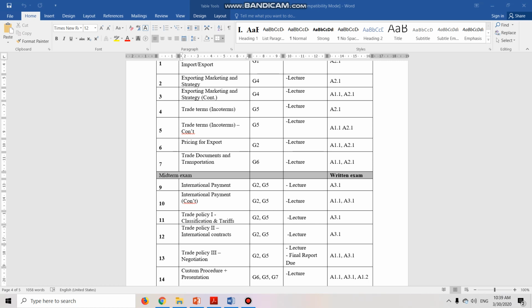Everyone. So this week we are supposed to study pricing for export. However, to have you step closer to the reality, I will combine pricing for export, trade documents, and transportation and international payment. So those chapters, I will just combine it, and I will teach you how to write the contract.